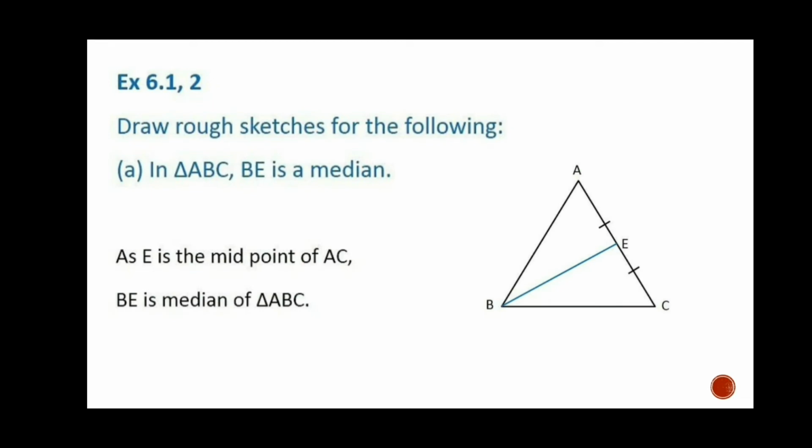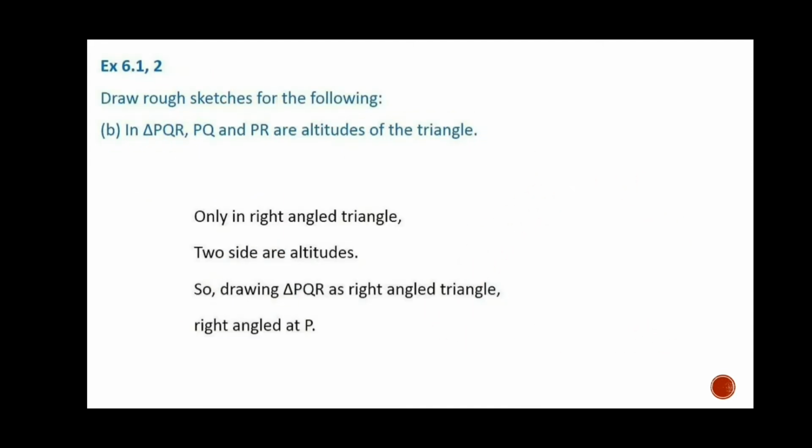Now question number 2 of this exercise says, draw a rough sketch for the following. The first part, part A, is: in triangle ABC, BE is a median. So we have to draw a triangle ABC and BE is the median. BE is the median means that from vertex B to its opposite side AC, there will be a median BE. So we have to draw a rough sketch of this figure. Now the second part, it is given in triangle PQR.